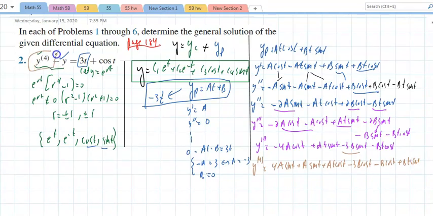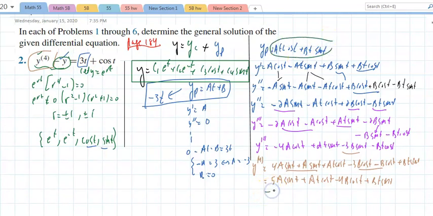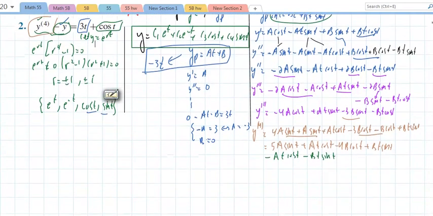And notice what I need. I just need this piece, which is 5A sine of t, plus at cosine of t, minus 4B cosine of t, plus bt sine of t, minus y. If I subtract at cosine of t minus bt sine of t, all of that is going to give me a cosine. Let me just go down a bit and write it all out.